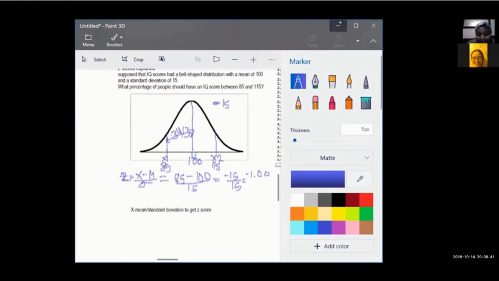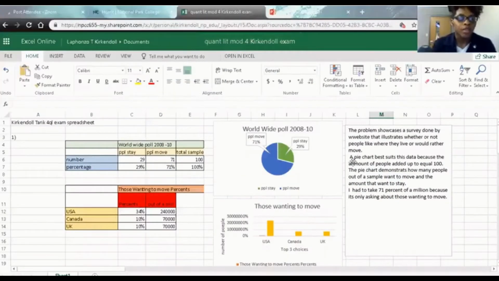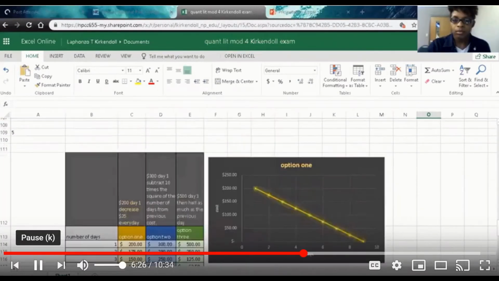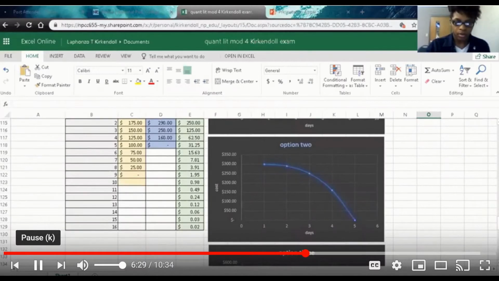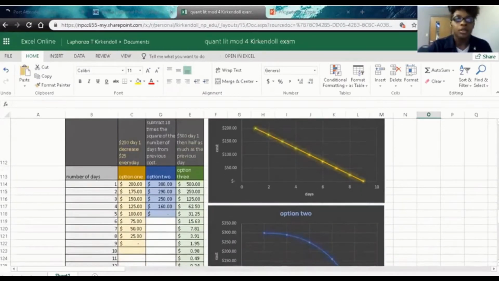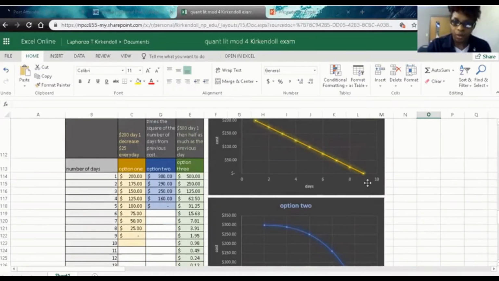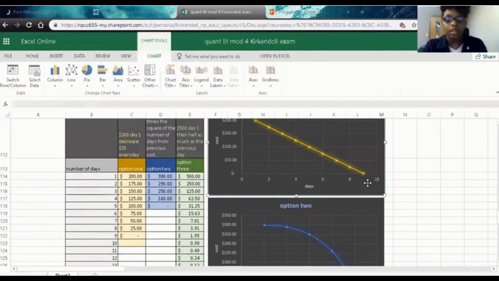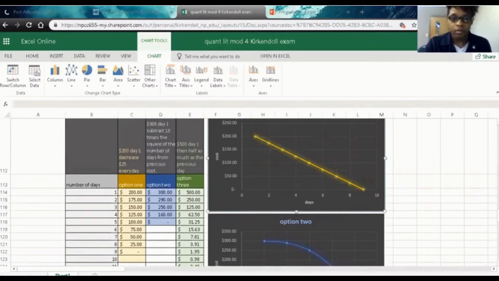Hello, my name is Tariq Kirkendall, and this is my Module 4 Excel report. So for question number 5, it was about a new resort that opened in Costa Rica. You could either pay $200 a day and decrease by $25 every day. That is represented in this first graph where you see it at 200, and then it's a steady linear function.